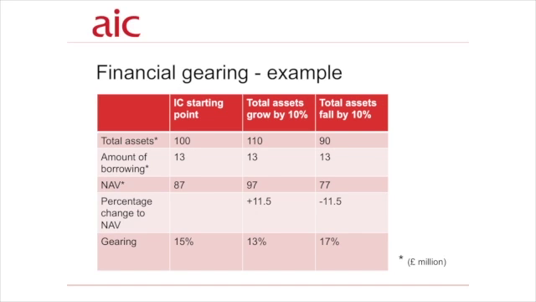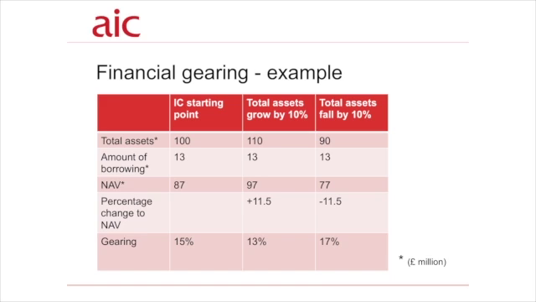Starting with the left-hand column, you'll see we have an investment company here with 100 million of assets, 13 of borrowing with a net asset value of 87. When we work out the percentages, that gives us a gearing percentage of 15%. Now, let's look at what happens if the total assets grow or fall by 10%. If they grow by 10%, you'll see there that the gearing percentage changes to 13. And if it falls, it changes to 17.